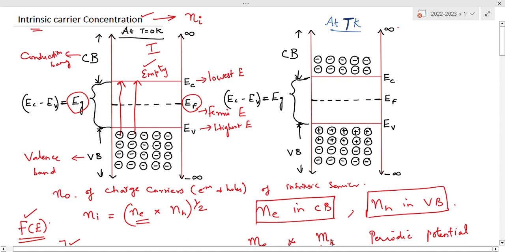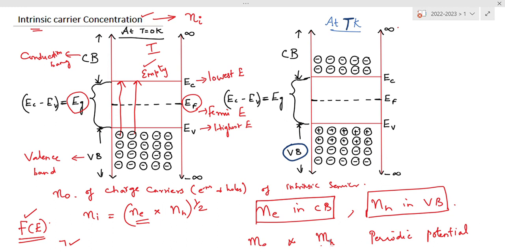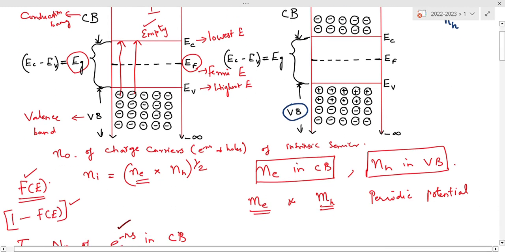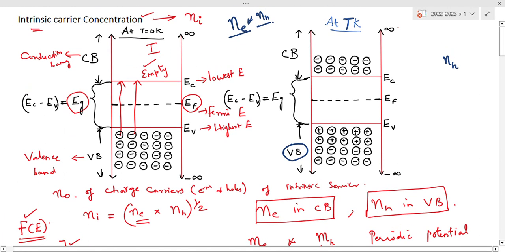Now, in part 2, we are going to derive the number of holes in the valence band of an intrinsic semiconductor. It is denoted by NH. So, in the intrinsic carrier concentration derivation, there are two parts. One is the number of electrons in the conduction band and the other is the number of holes in the valence band. Now we are at the number of holes in the valence band expression. We are going to see the valence band now. The limits being minus infinity to EV, and EF is the Fermi energy level.